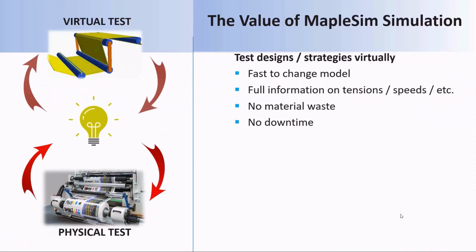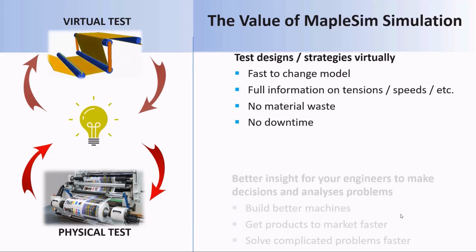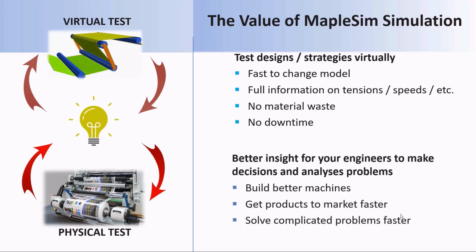So remember, the key idea here is what software provides in the R2R converting world: it gives you that fast iteration loop, so you can quickly try new ideas, see how they work, and iterate quickly before you go to the more expensive and time-consuming physical tests. The goal again is to give better insights to your engineers, so engineers can build better machines faster.